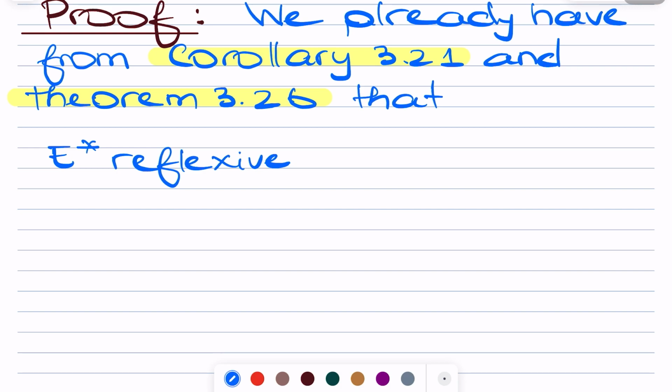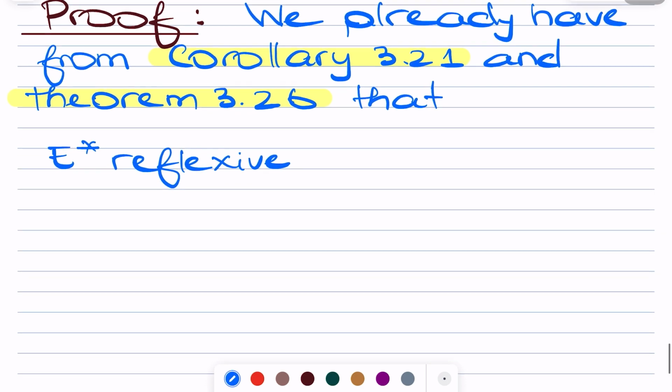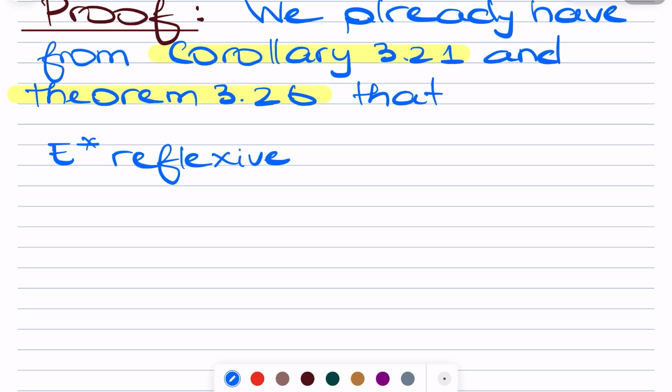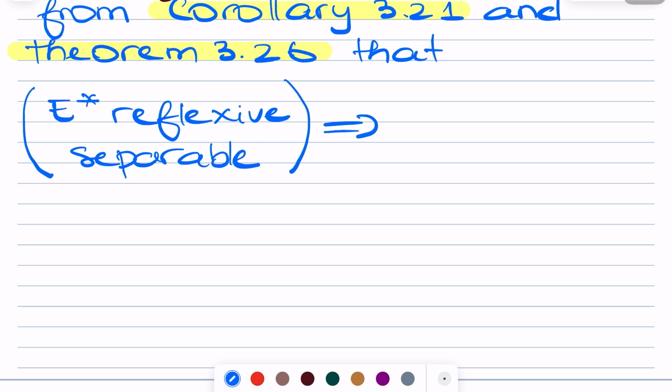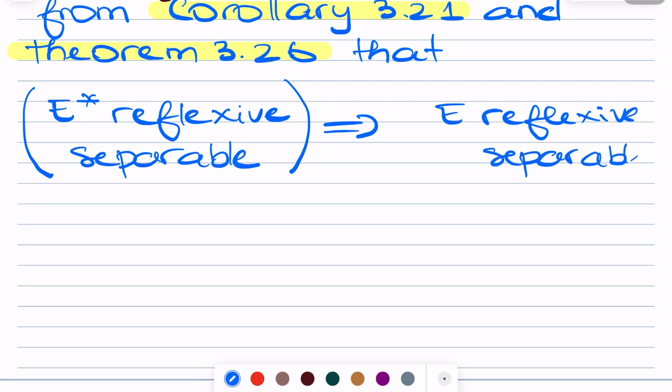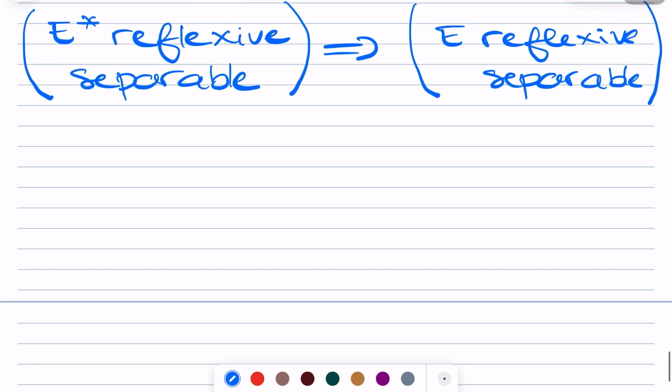Theorem 3.26 tells us that if the dual space E star is separable, then E is separable. So E star reflexive and separable obviously implies E reflexive and separable. Okay, good. So now conversely, this will be the other implication.